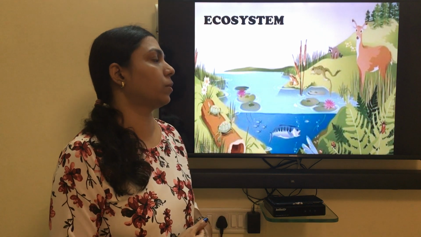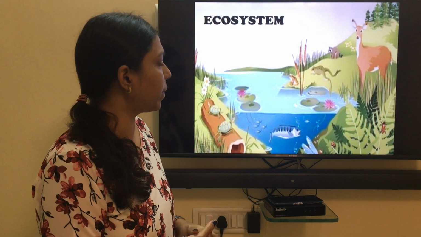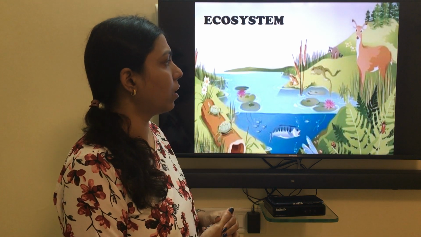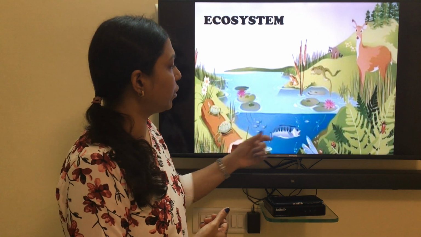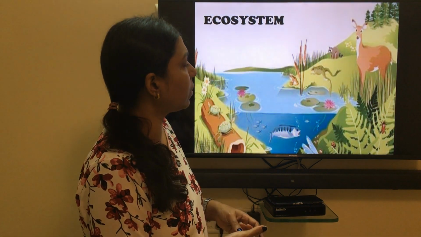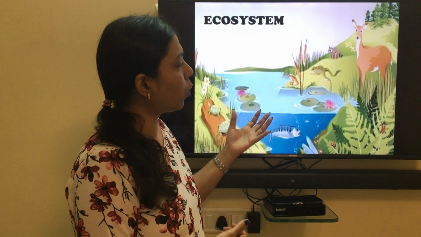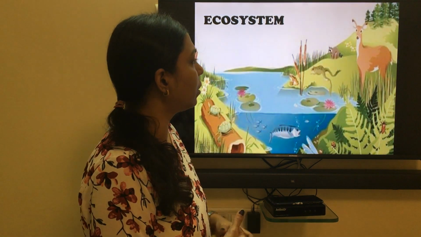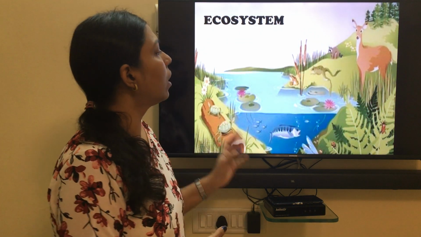What is an ecosystem? Ecosystem is everything around us. For example, in this particular picture, if I ask you what is the ecosystem that you see, you can say that this is a pond ecosystem, wherein you have water, you have fishes, you have aquatic plants growing in the water, you have aquatic animals around, you have frogs, you have tortoises. Then around the pond you have different animals which come to drink water from that pond. You have a deer over here, you have many other animals which are shown in this picture. Apart from that, you have plants which are growing around the pond.